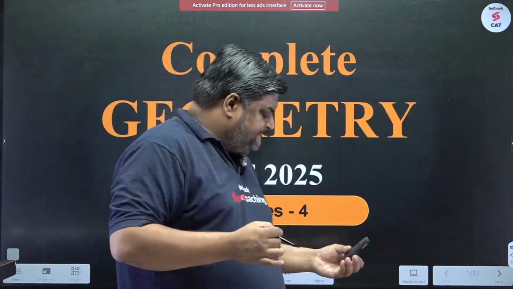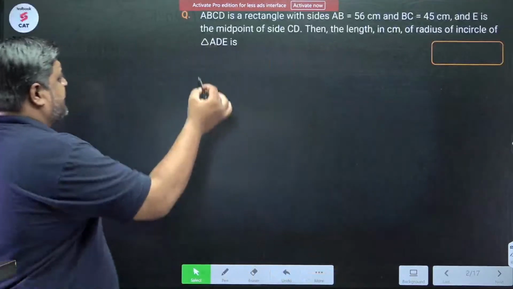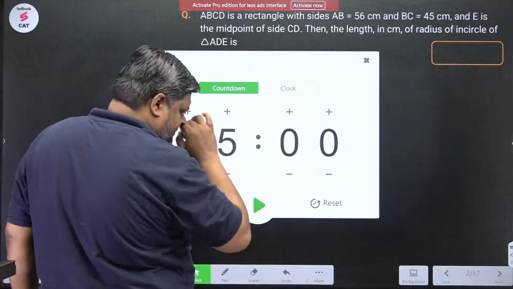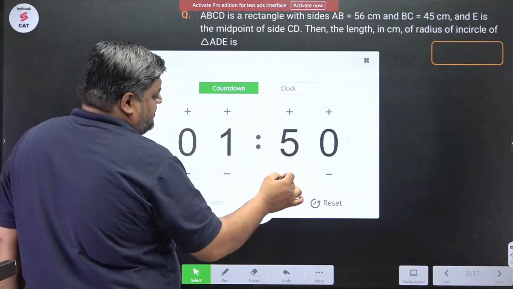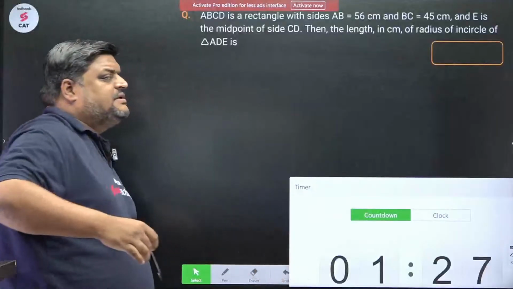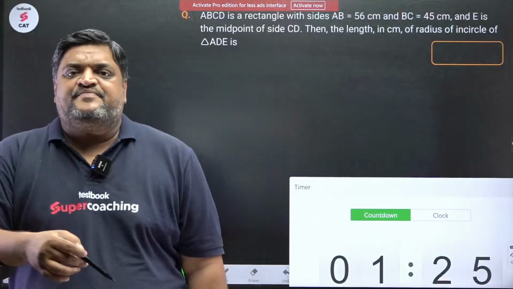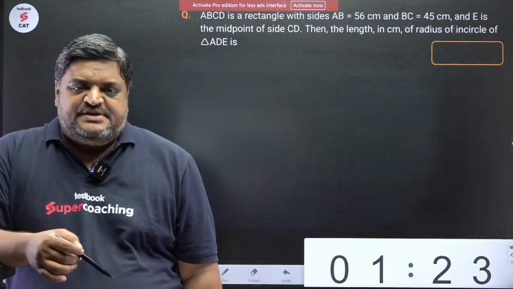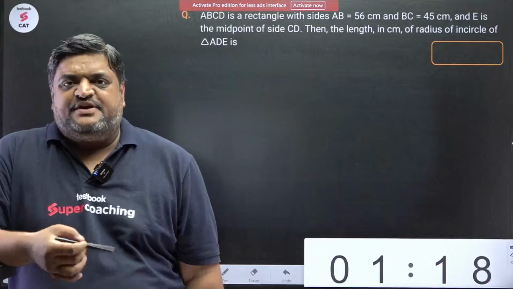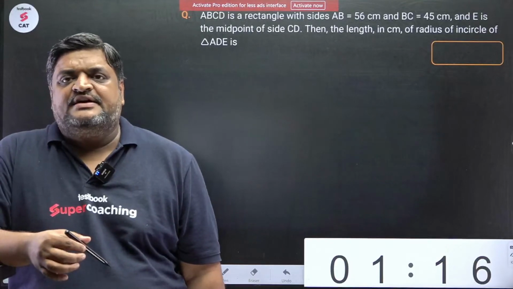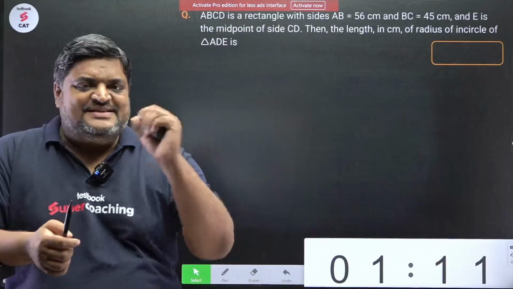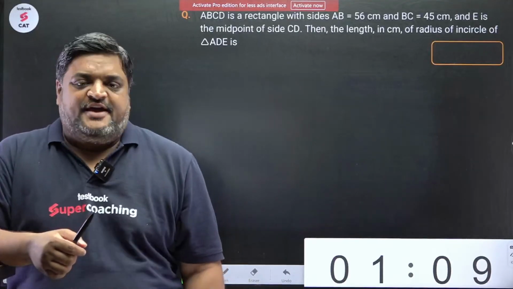First question of the day. I'll give you 90 seconds to attempt the question, and then we will discuss it together. Question number 1. ABCD is a rectangle. Sides are given. E is the midpoint of CD. You have to find the length of the radius of the incircle of triangle ADE.